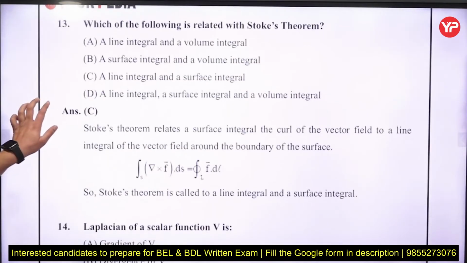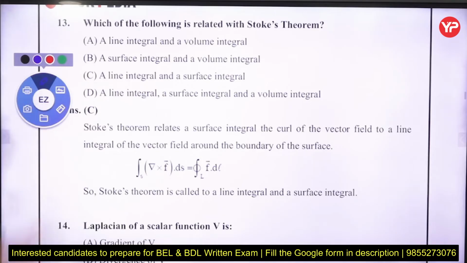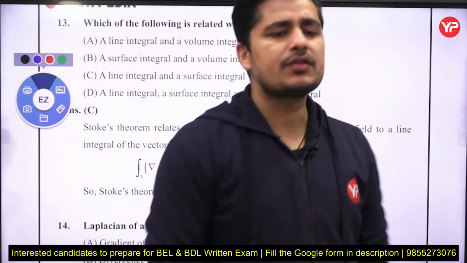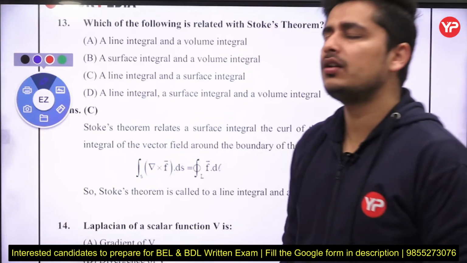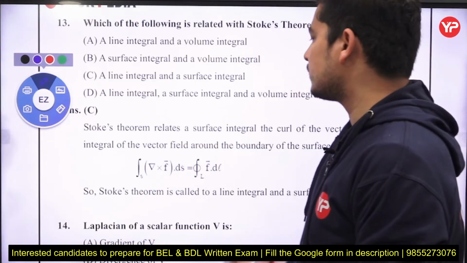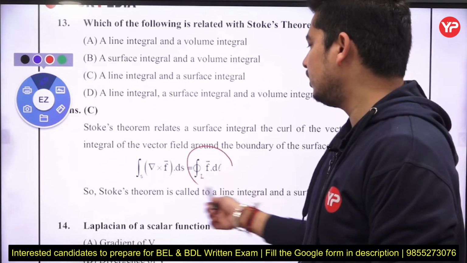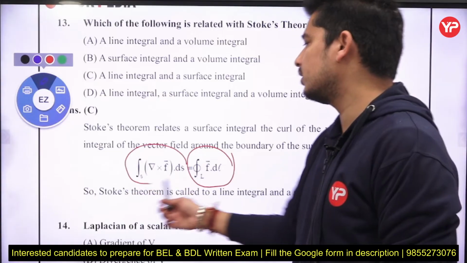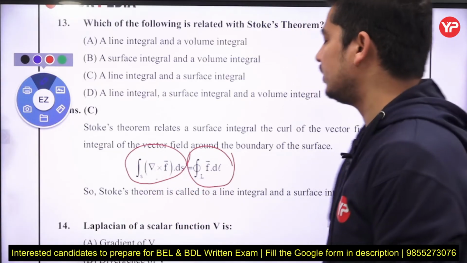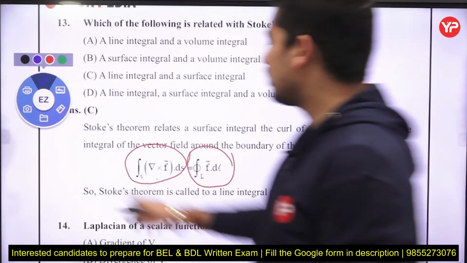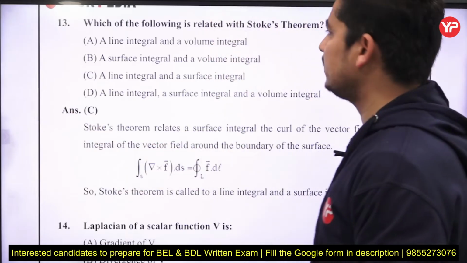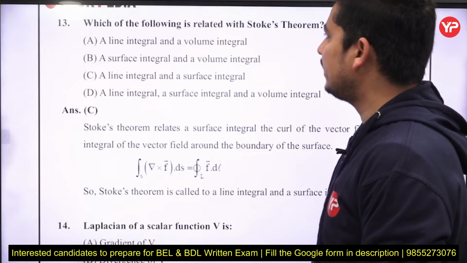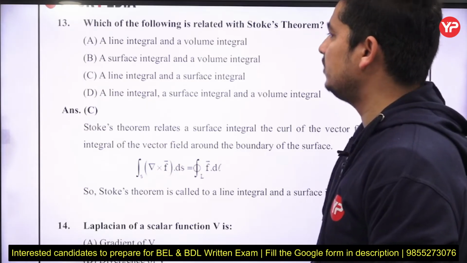Which of the following is related with Stokes theorem? Basically, the Stokes theorem relates the surface integral with the line integral. Stokes theorem says the closed line integral of a vector field F is equal to the open surface integral of the curl of that vector field. So it relates the line integral with the surface integral. The answer will be C.